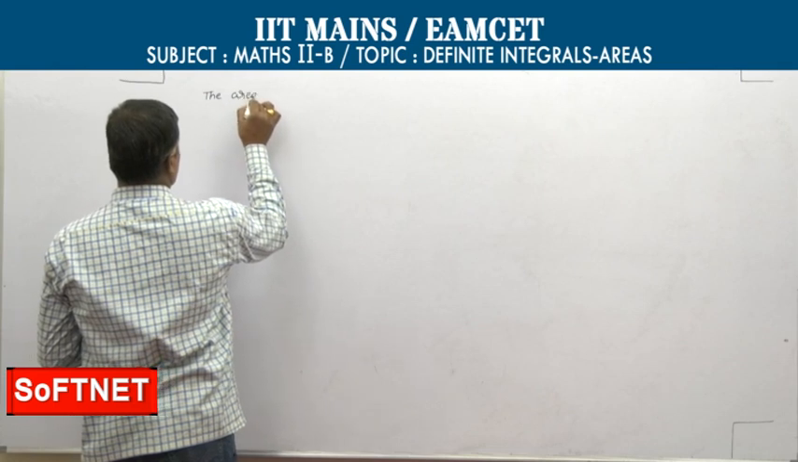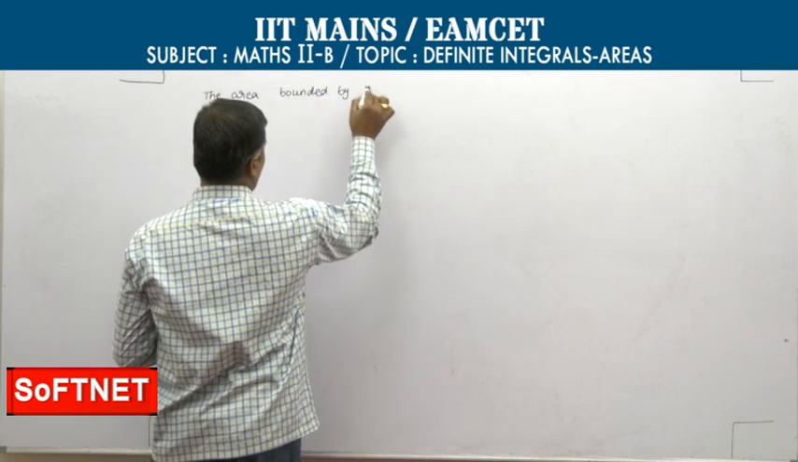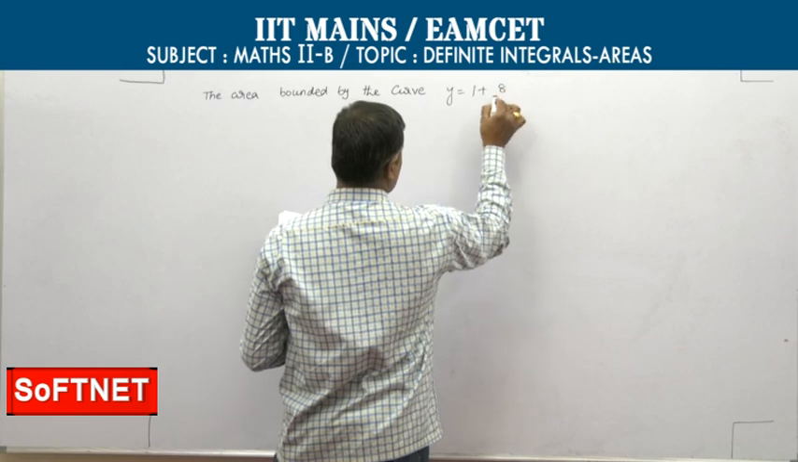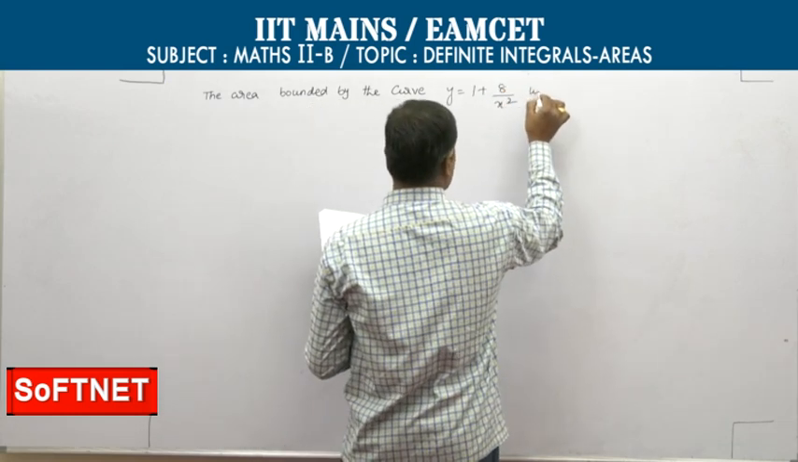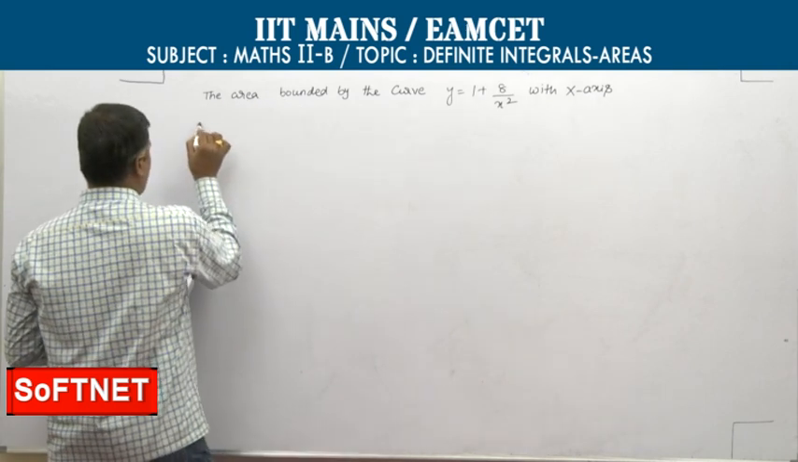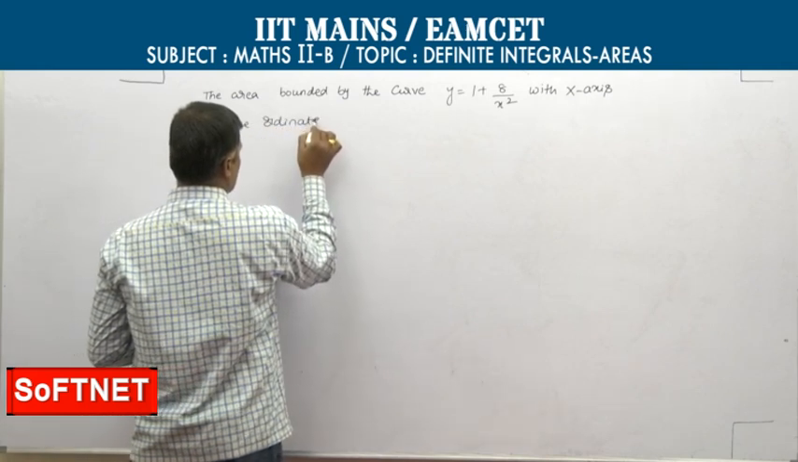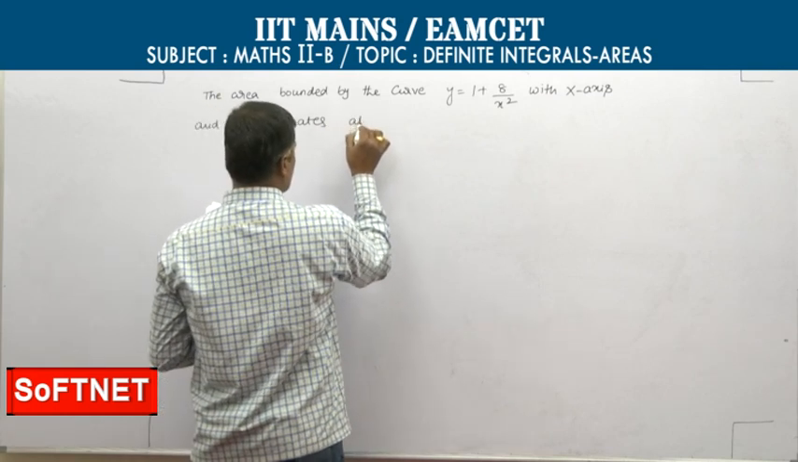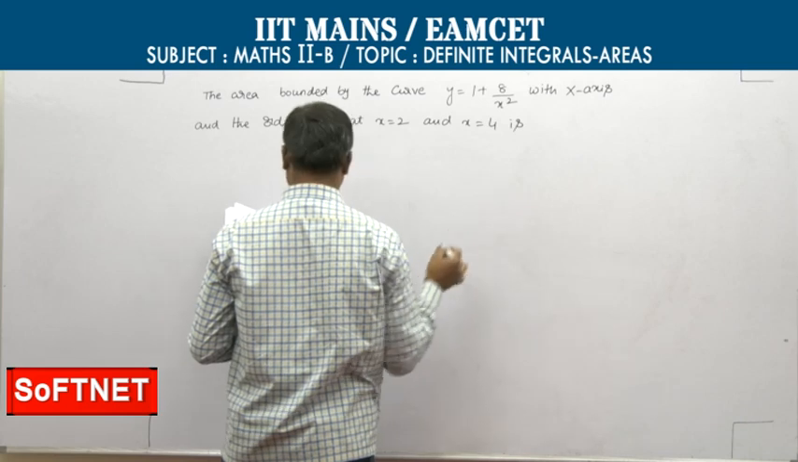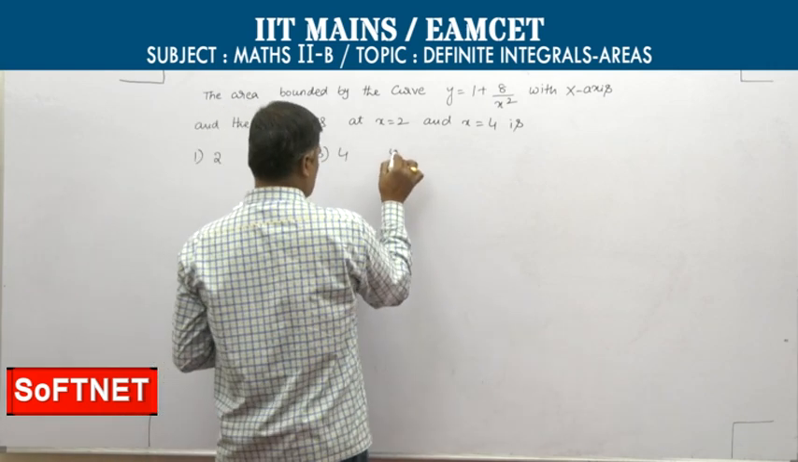The area bounded by the curve y is equal to 1 plus 8 by x square, with x-axis and the ordinates at x is equal to 2 and x is equal to 4 is: first option 2, second option 3, third option 4, fourth option 5.